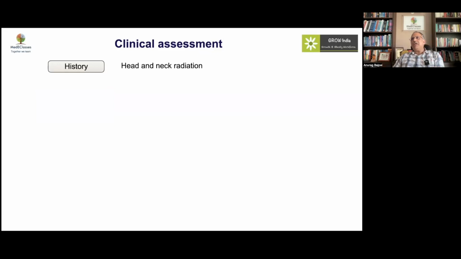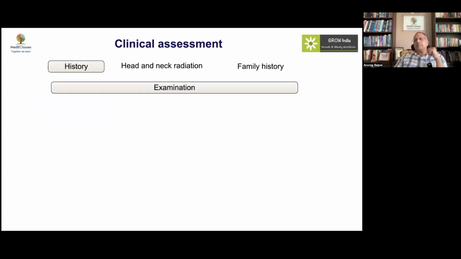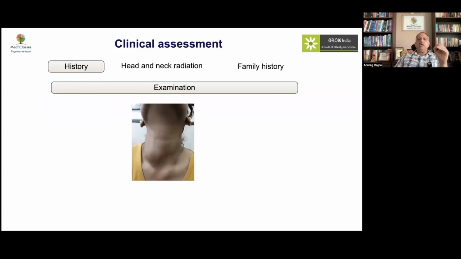So if there is a total body irradiation, if there is irradiation, particularly for a neck region, lymphomas, which is less common these days. And if there is a family history, which becomes really important for the medullary carcinoma, which we'll subsequently discuss. Examination again will give you a clue.